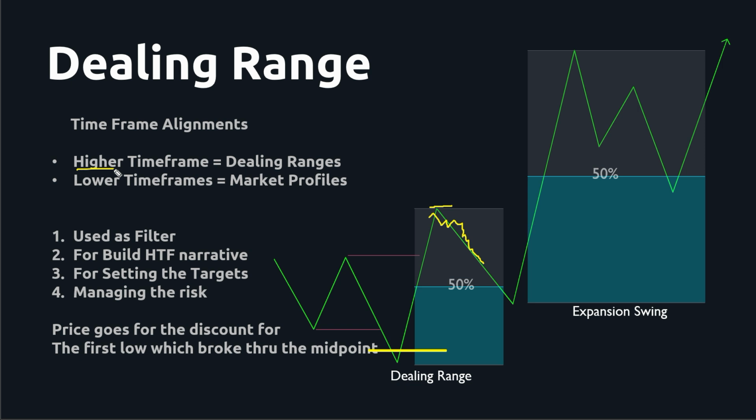We are always using two time frames, higher time frame and lower time frame. Higher time frame we use for the dealing ranges and the lower time frame for the market profiles, right? It's a concept which I'm explaining in more detail in the coaching program, but not going to waste your time with it right now. We want to see lower time frame profiles happening in the discount, right? This is a premium, this is a discount, right? So it can help us build a higher time frame narrative, right, where the price could be going, and it can help us to frame trades, right?